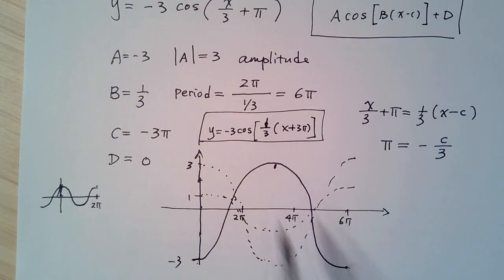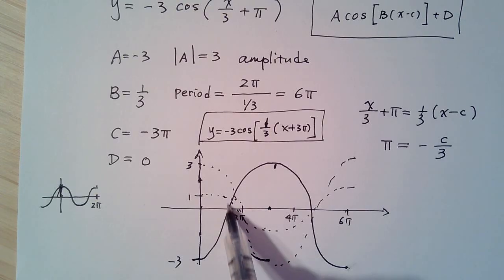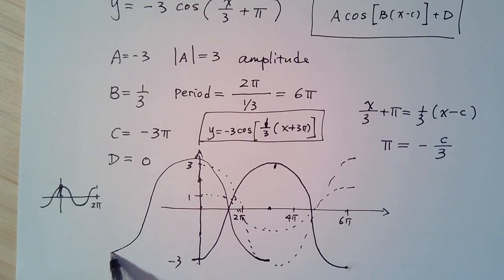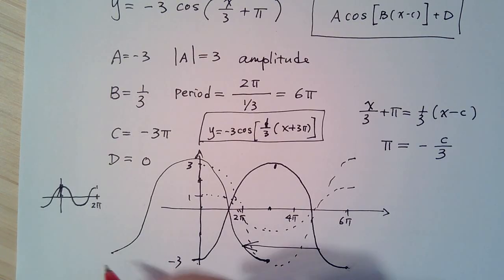That's what we learned in the function transformation. So here is the 3 pi. Therefore, my graph should look like this, which means I shift to the left by 3 pi. Okay, so here is my graph.